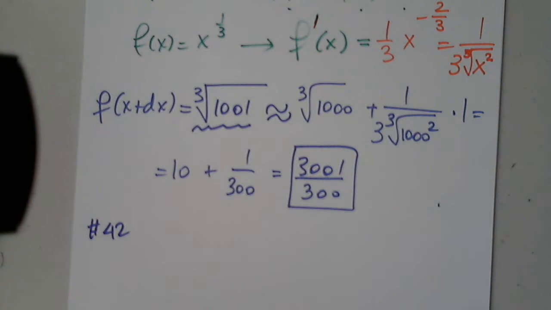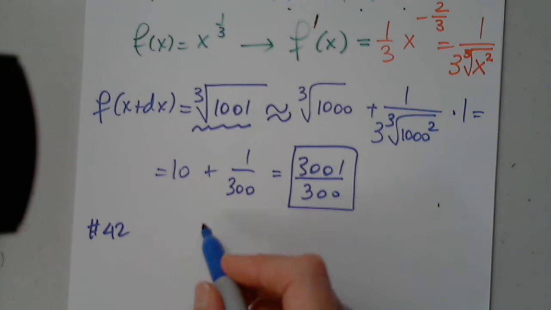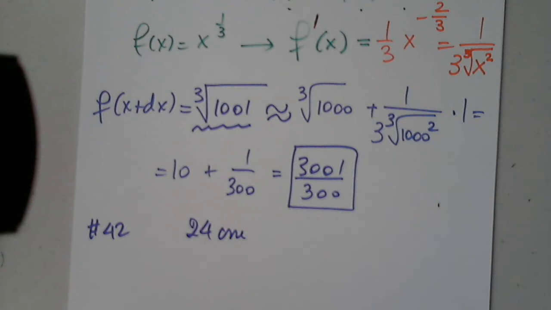42. The radius of a circular disk is given as 24 centimeters with a maximum error in measurement of 0.2 centimeters. Use differentials to estimate the maximum error in the calculated area of the disk. So the radius is this, the error is this. Use differentials to estimate the maximum error in the calculated area of the disk.